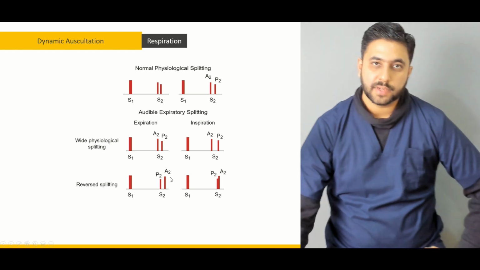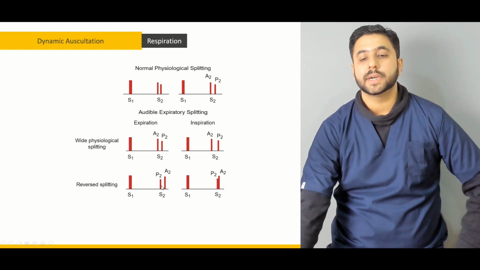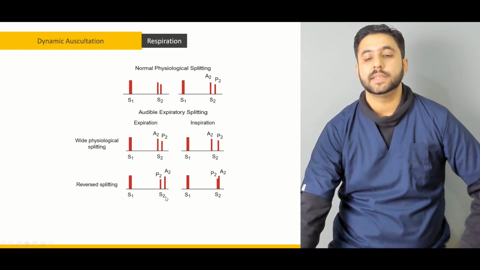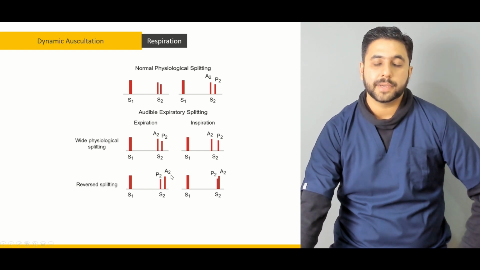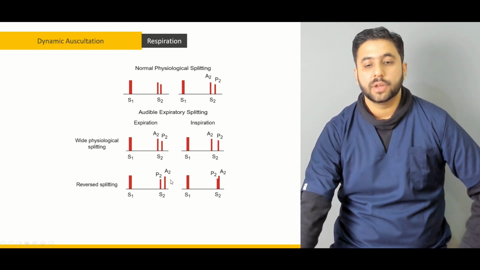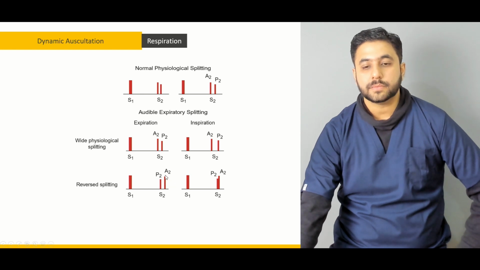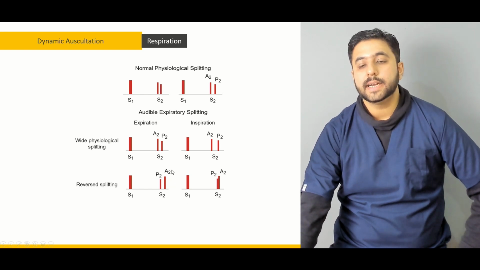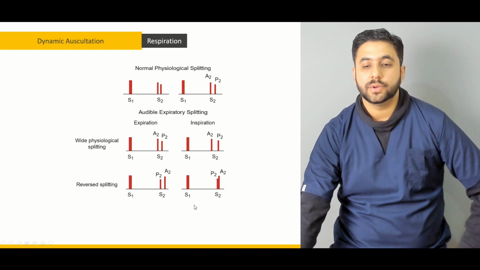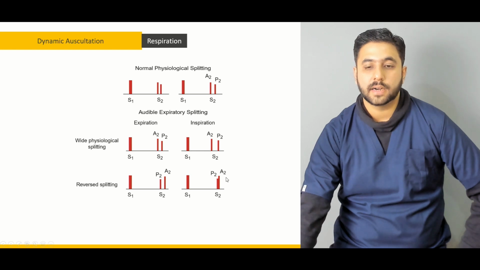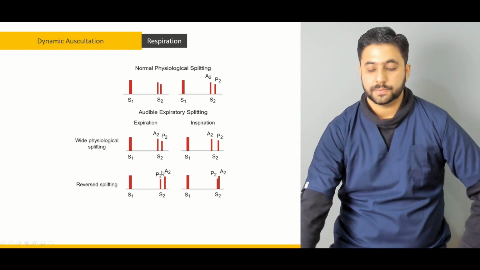This becomes a reverse process, so we label it as reverse splitting. What are the conditions when this can happen? If in some condition there is delayed closure of the aortic valve, what can be those conditions? For example, if a patient has aortic stenosis or there is a left bundle branch block, this will lead to a delayed closure of the aortic valve as compared to the pulmonic valve. And the timing of the splitting is reversed, that during inspiration we have a single heart sound, the S2, and during expiration there is a widening of the heart sound.